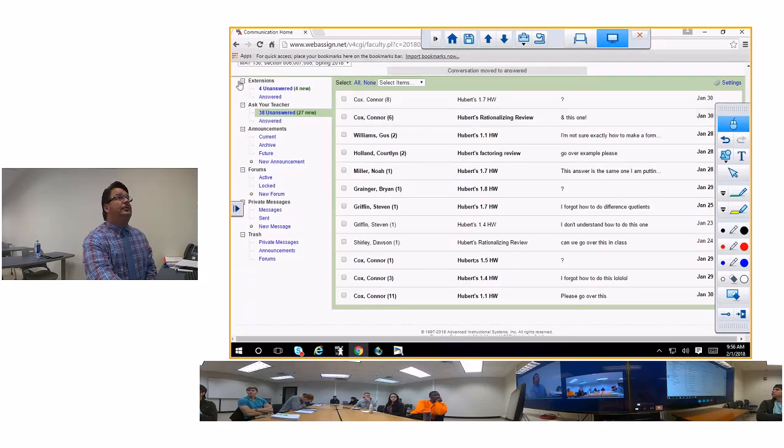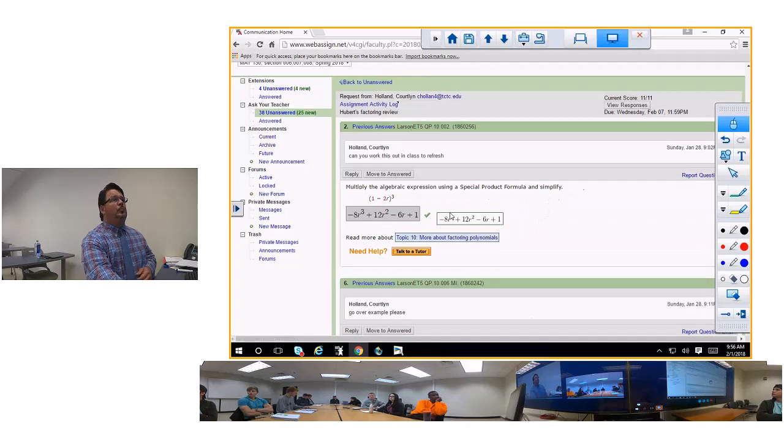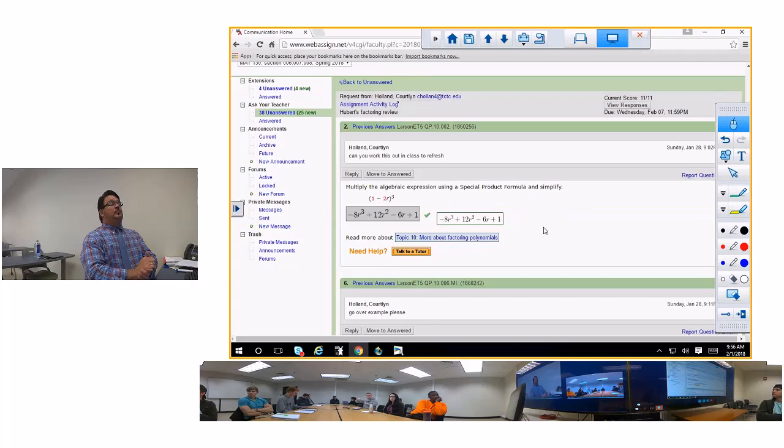Next, I got to refresh. Okay, rationalizing. I think we went over that one. Let's go over the factoring one. That's another important one. Okay, it may seem kind of repetitious, but what is that? Well, they're asking you to multiply. So you're going to have to use shortcut number 2 and then use multiplication.